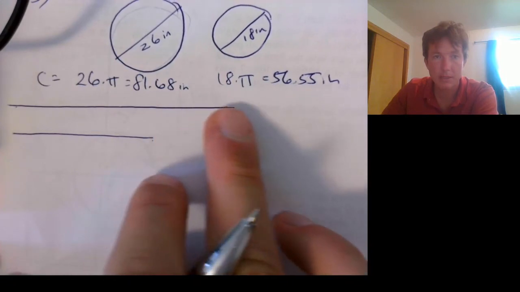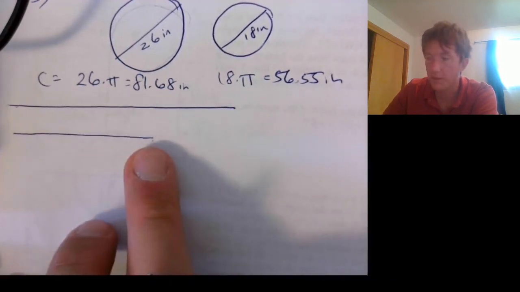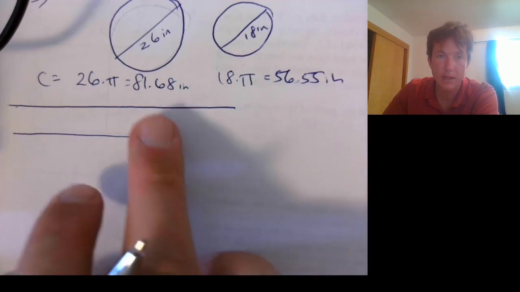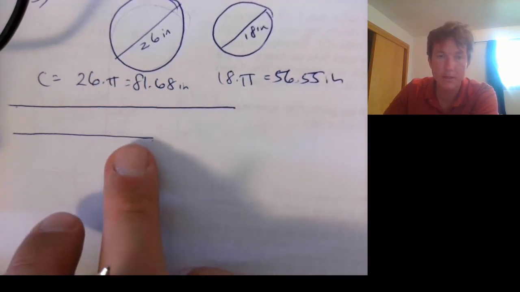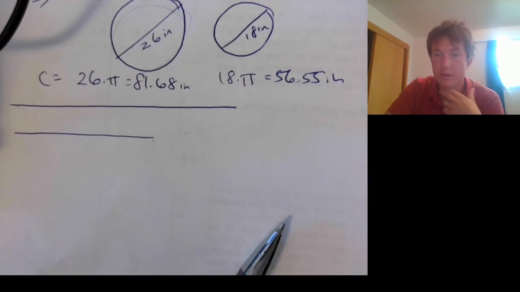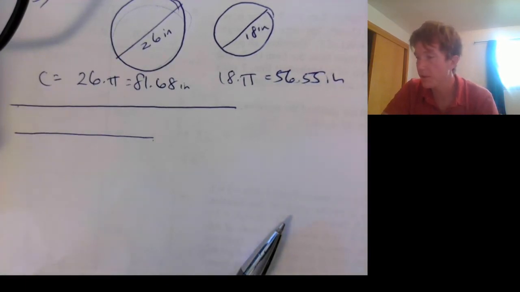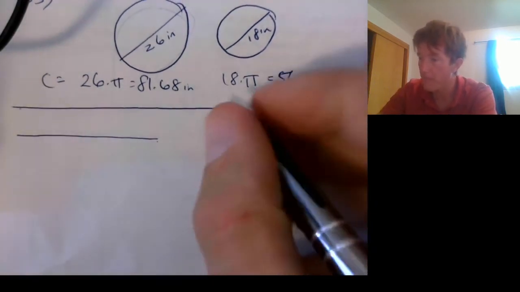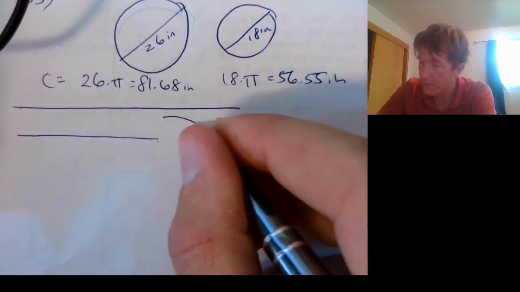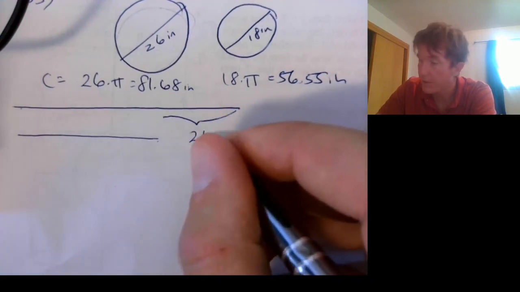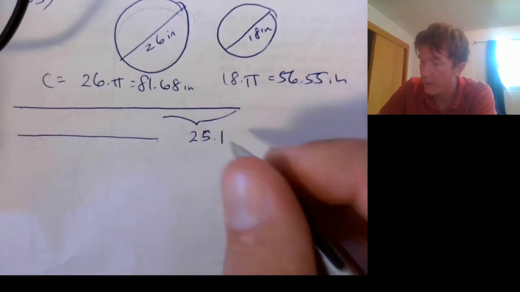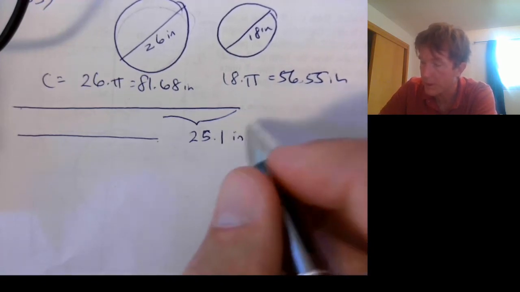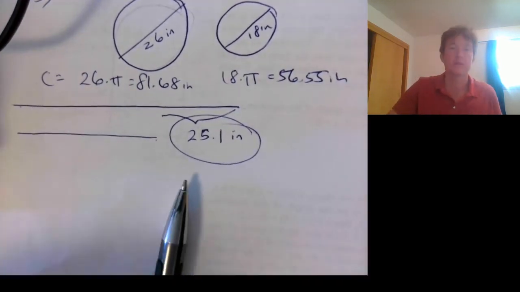So this line is 81.68 inches, and the smaller one is 56.55. To find how much farther this line goes than this one, I need to find the difference, and difference is a subtraction problem. So I plug in 81.68 minus 56.55, and I get this distance we're trying to find. This is 25.1. It wants it to the nearest tenth of an inch. So our answer is 25.1.